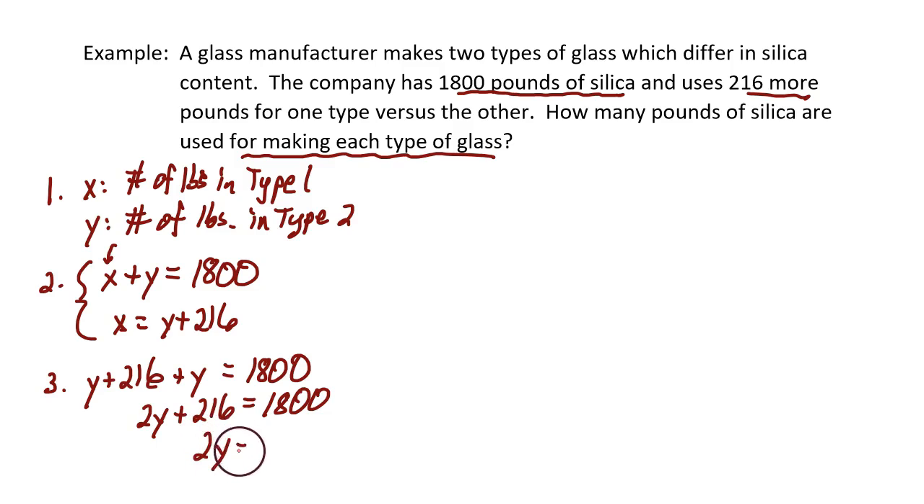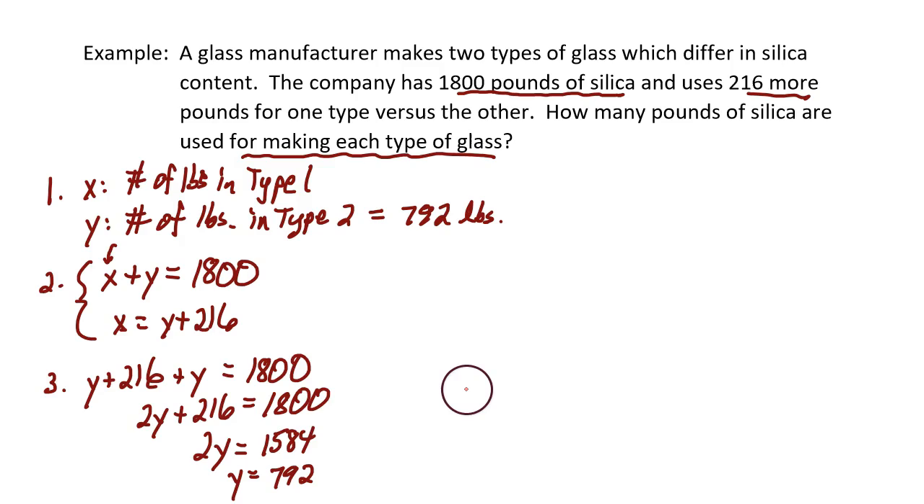Subtract 216 from both sides. Then divide by 2. The value of Y is 792. So up here in step 1, where we explain what our variables were, the easiest thing to do is say Y equals 792 pounds.